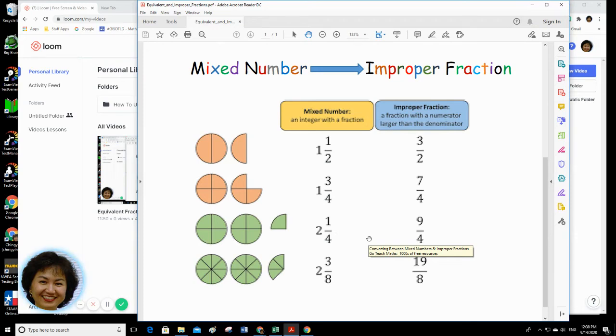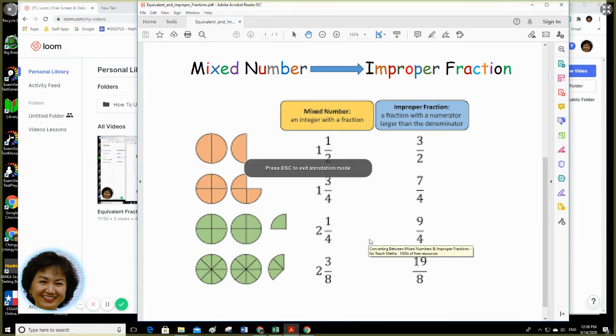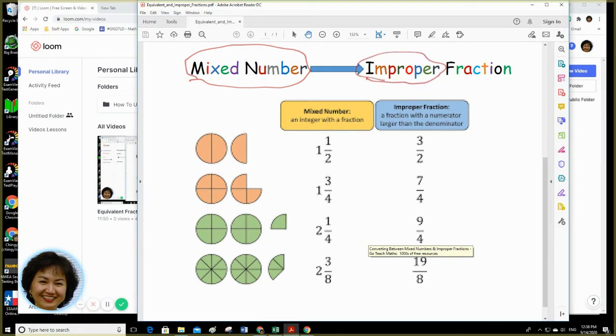Second important concept is how to change from the mixed number to improper fractions. And improper fraction means a fraction that has a numerator that is bigger than the denominator, like this one. The top is the numerator, which is 3. The bottom is the denominator, which is 2.